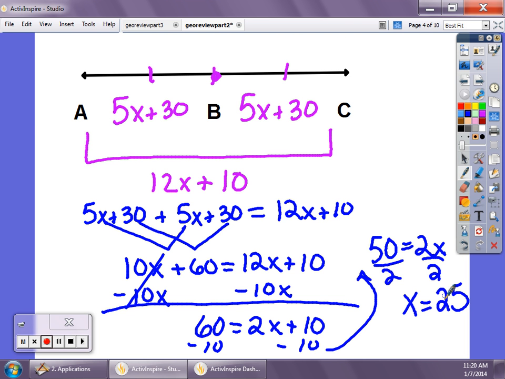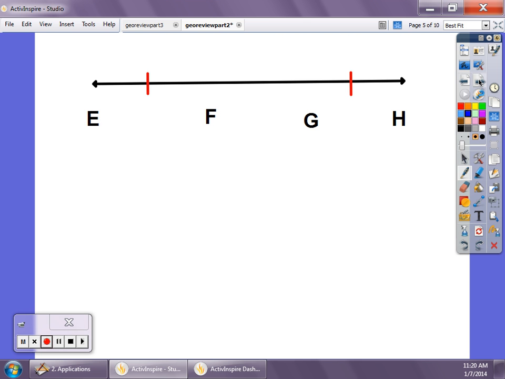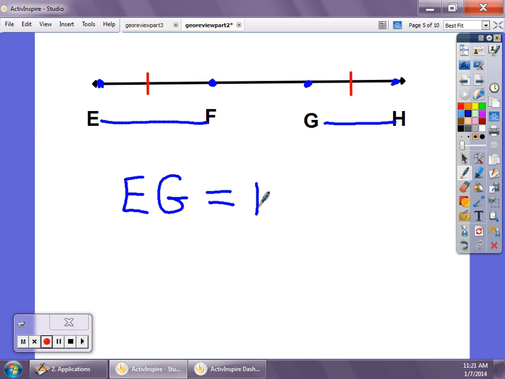Okay, so now we're on number 15. I have line EFGH. They told me EF and GH are the same. They're equal. Can you tell me two other lines that would be equal? FG equals FG because it overlaps, okay? All right, let me get you started. What if I said EG? What is equal to EG? F what? Excellent. Good job. FH. Okay, we good with that?